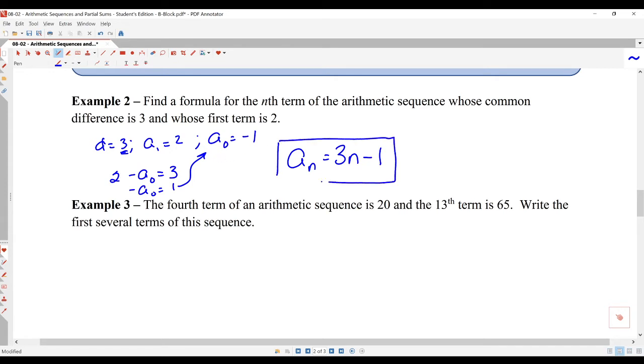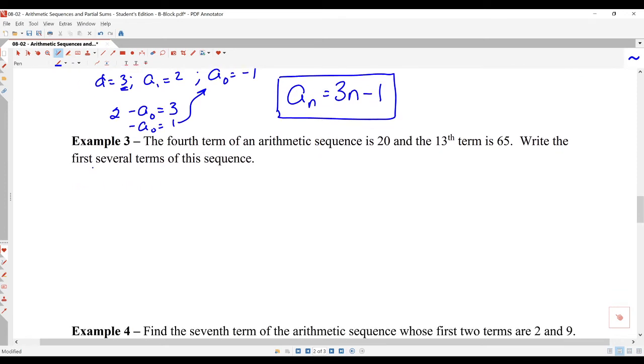Now, what I would do at this point is check. I mean, what do we have for terms? We know the first term is 2. So let's plug in 1. 3 times 1 is 3, minus 1 is 2. So that checks out. We unfortunately don't have any other terms. We could find them, though. And we'll be doing that as we go through some more of these examples.